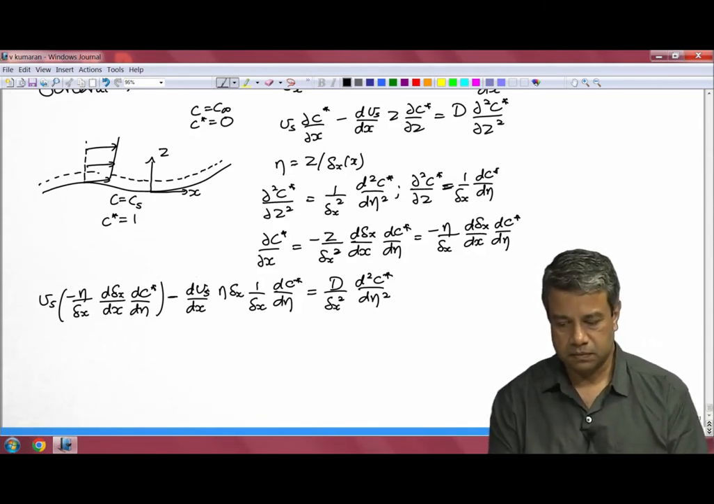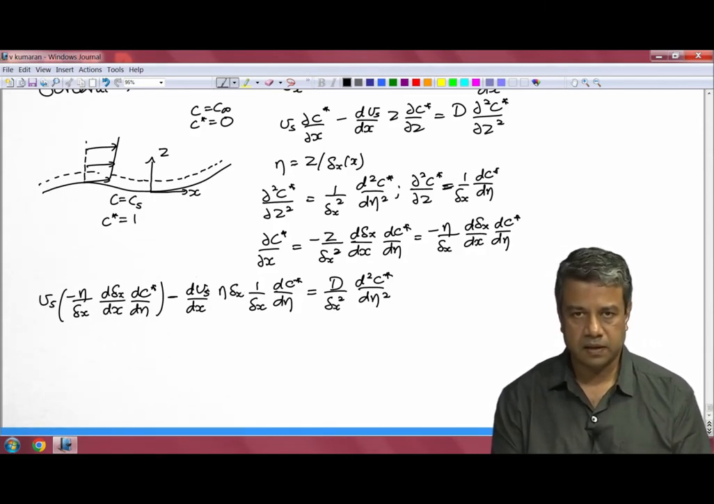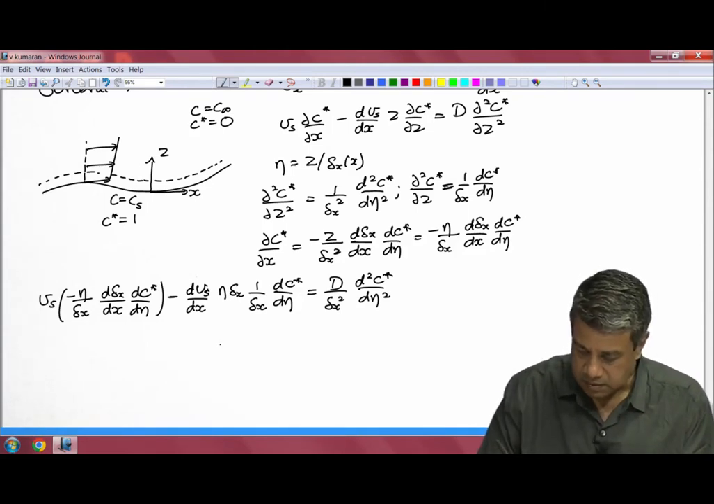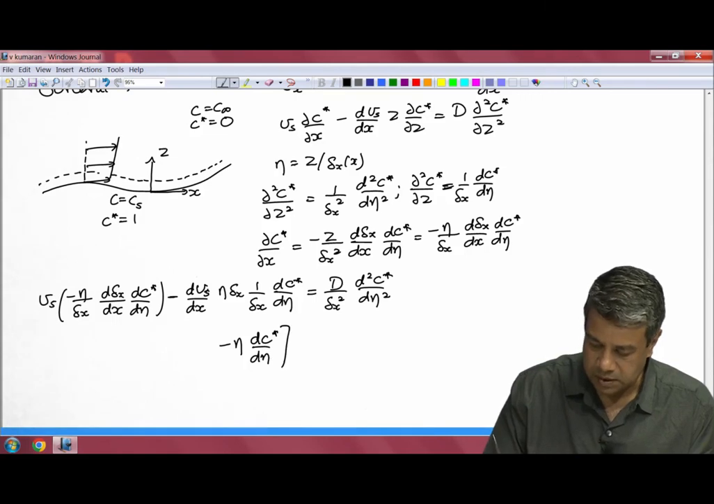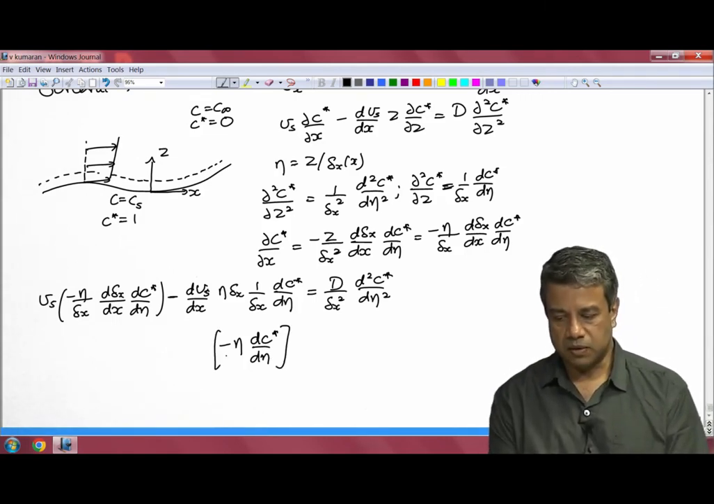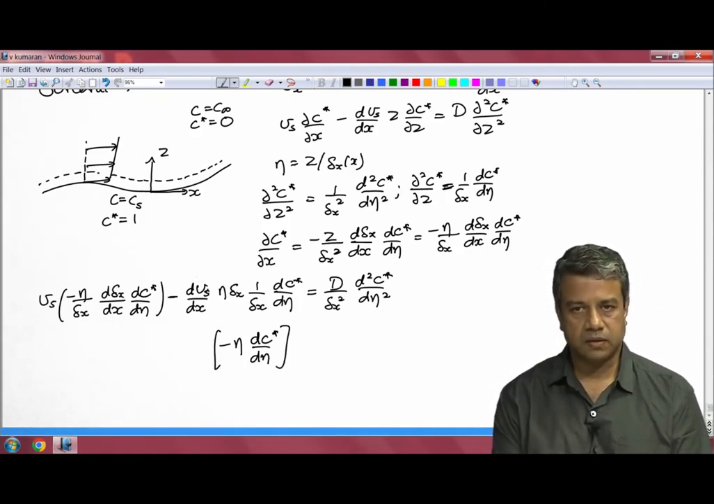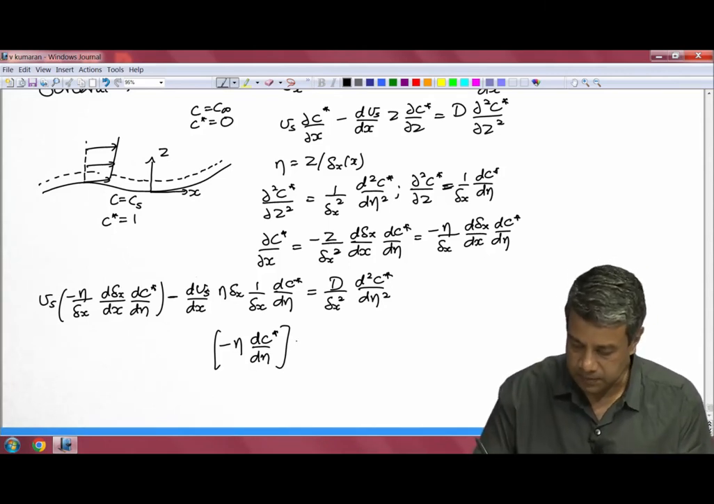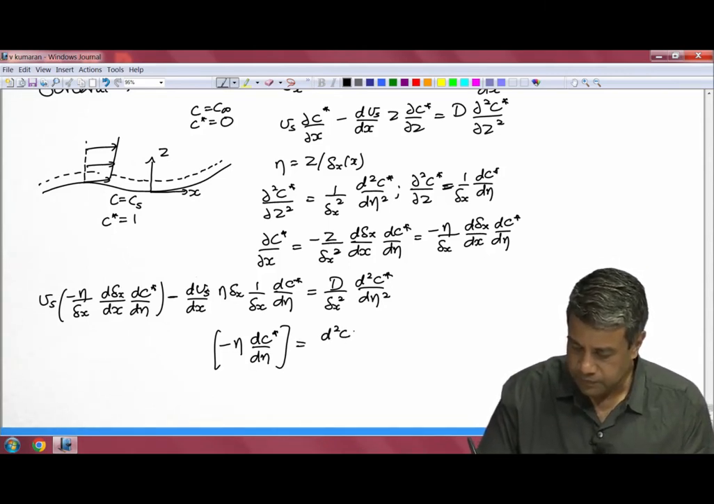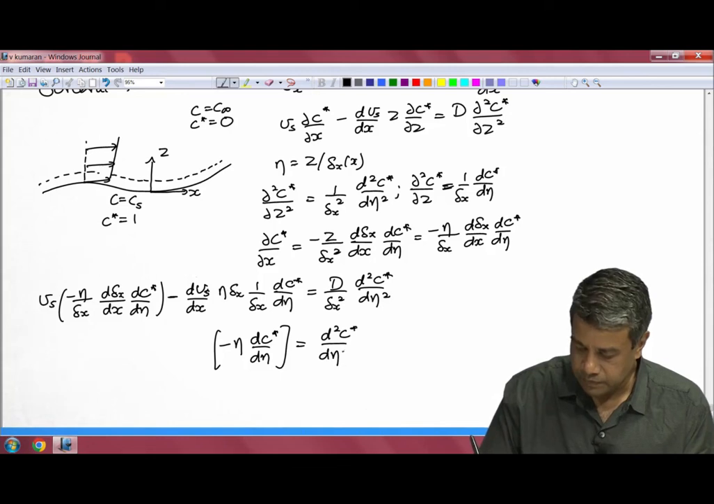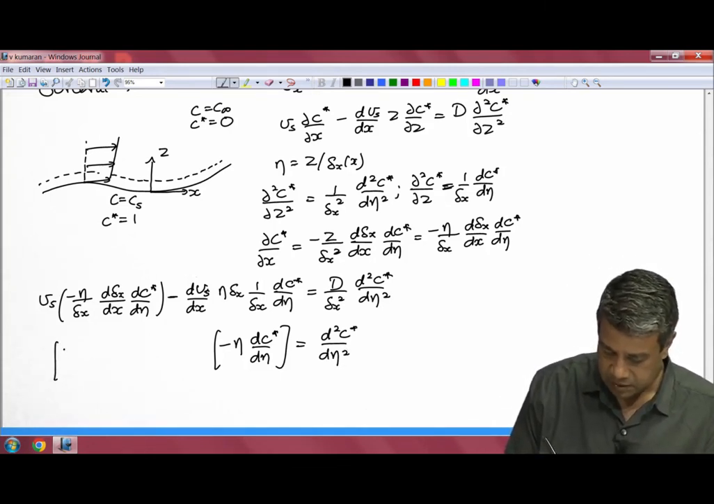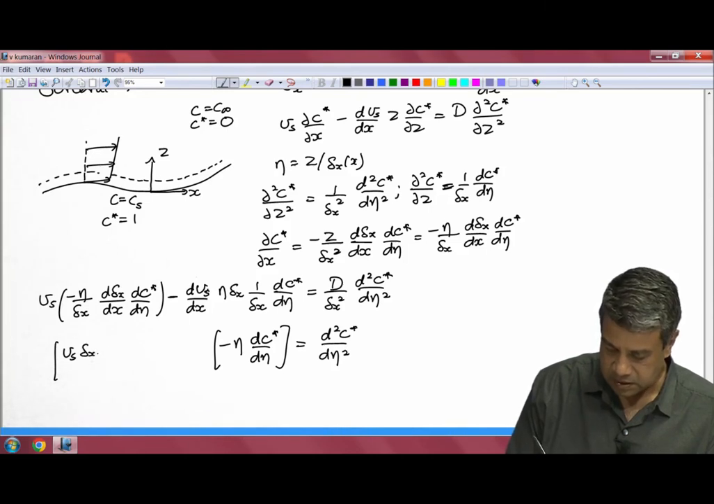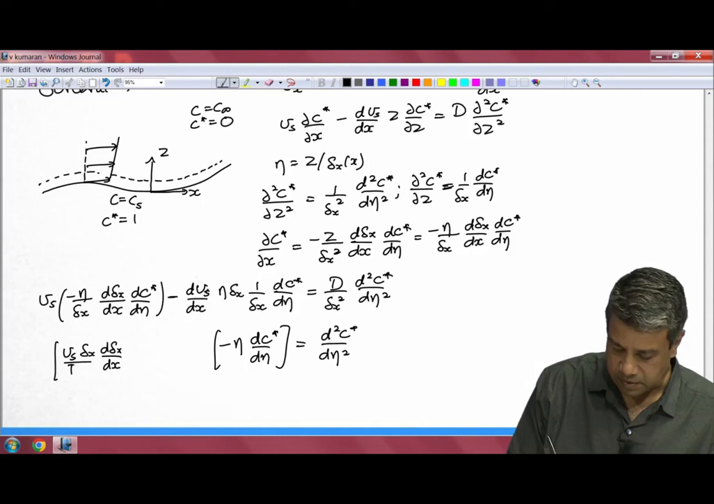And you can see there is a common factor on the left side, which is minus eta times dC star by d eta. And I multiply throughout by delta x square by D, so that the coefficient of the right side becomes 1. And on the left I will get Vs delta x d delta x by dx, divided by D.